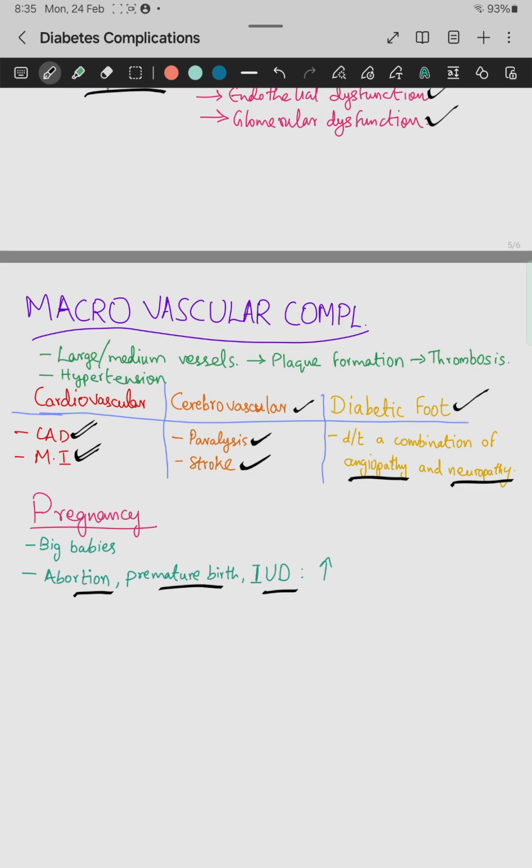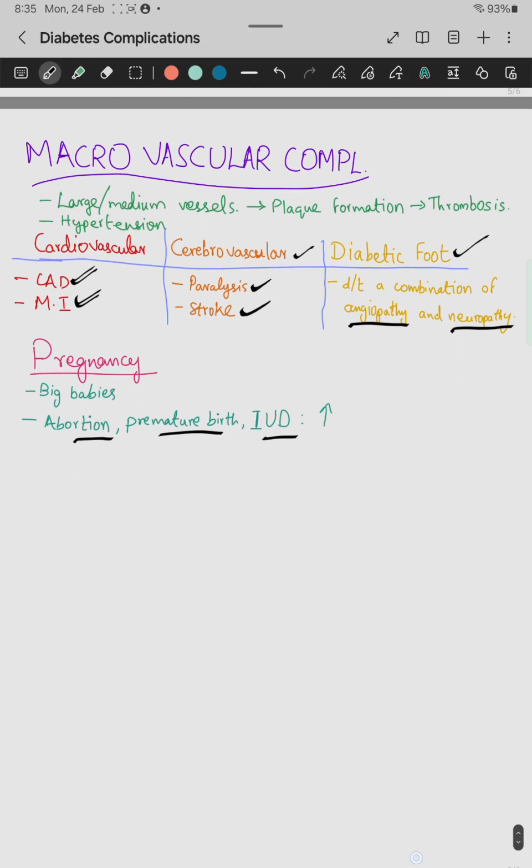Now in pregnancy, if the pregnant woman is diabetic, then big babies are born, and there are high chances for abortion, premature birth, and IUD. I hope this was clear.